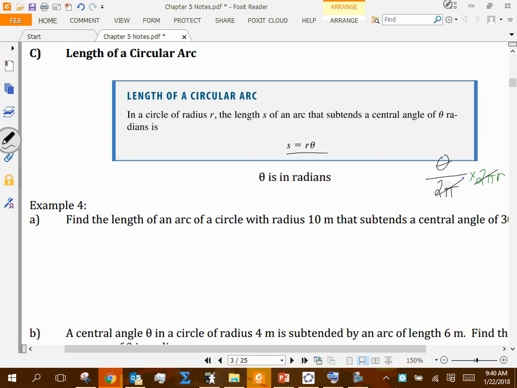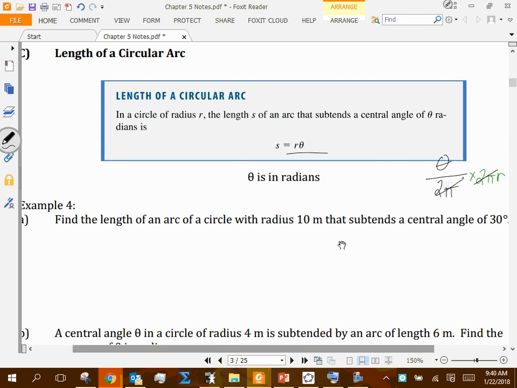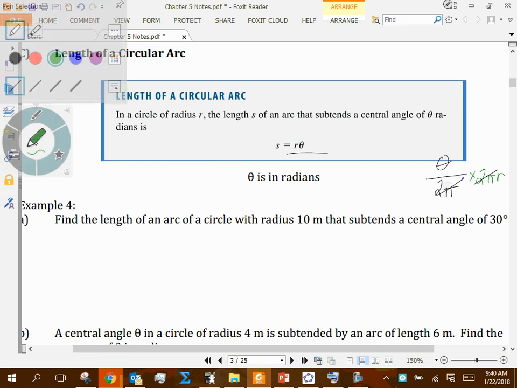Okay? This is S, which is arc length. I don't know why we use S. But this represents arc length is equal to r, the radius of your circle, times theta, which is the angle you're interested in, but in this case, theta has to be in radians. Okay? So a lot of times what they do is they present you a problem that deals with degrees, because they try to get you to realize the importance of being able to jump back and forth between radians and degrees. Okay?